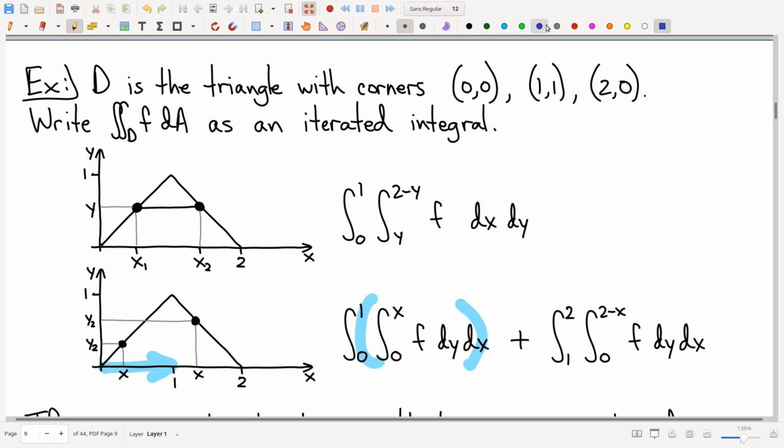X subsequently goes from 1 to 2. And having broken it up into two pieces like this, I can now address the y bounds, no problem, on each one of these iterated integrals that I'm developing. What's the range of values of y for the first one? Well, the upper bound for y is going to be from a point on that curve, which has an equation, blah, blah, blah, and you can find that upper bound for y.